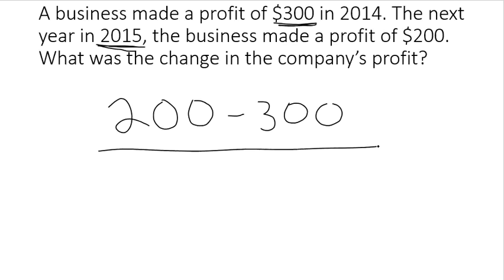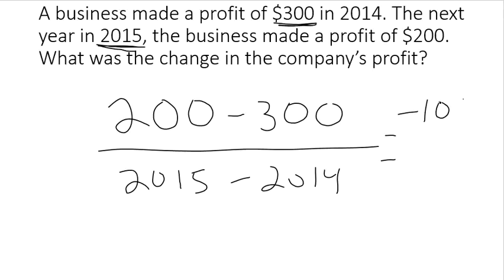And you can either see that just a year has passed, or if you want, you do 2015, because that's our last year, minus 2014, which is our first year. So 200 minus 300 gives us a negative 100. And then 2015 minus 2014 gives us 1. So the change in the company's profit was negative $100.